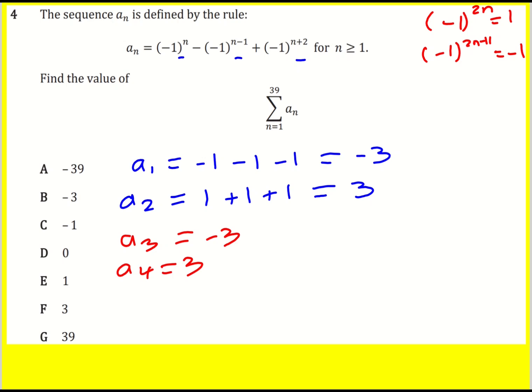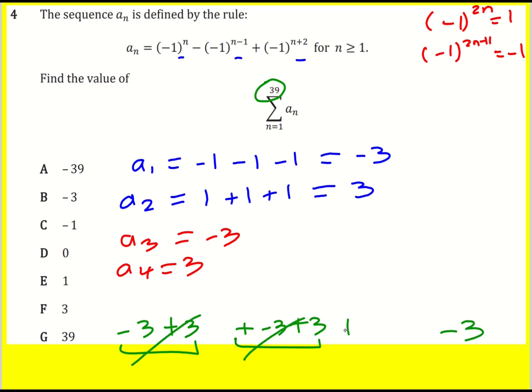So that means when I sum them, I'm going to get minus 3 plus 3 plus minus 3 plus 3. And I can pair these up. There are 39 terms in total. So there's going to be 38 terms that cancel out, essentially. There's going to be 19 pairs of minus 3, 3, minus 3, 3, and so on. So then my very last term, my 39th term, is going to be just minus 3.